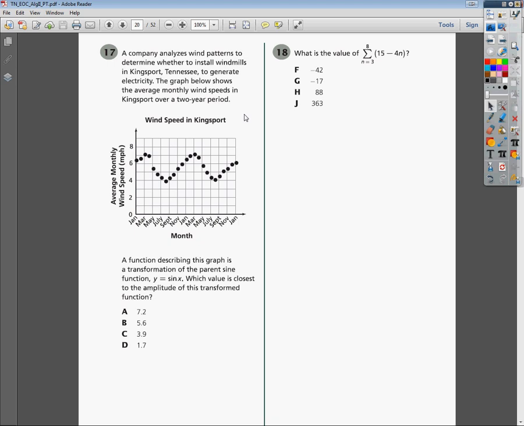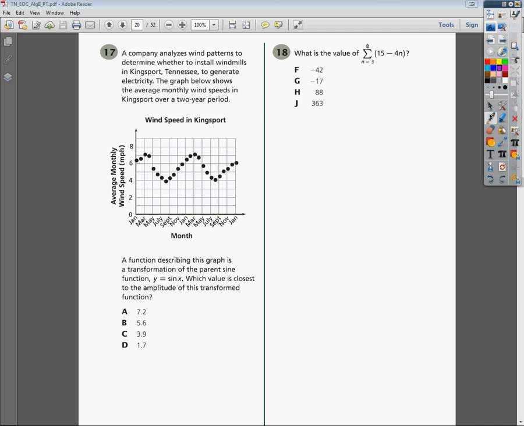Okay, we're still on the Algebra 2 EOC practice test. We're at question number 17. It says, a company analyzes wind patterns to determine whether to install windmills in Kingsport, Tennessee to generate electricity. The graph below shows the average monthly wind speeds in Kingsport over a two-year period. And we can look at this pretty little graph.